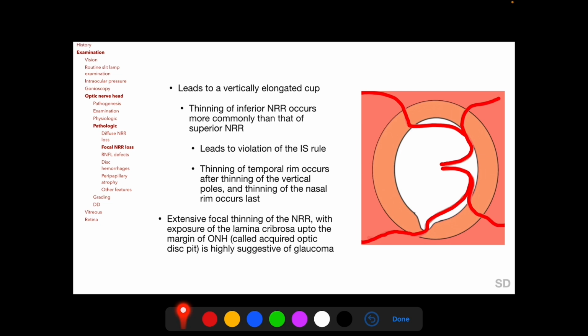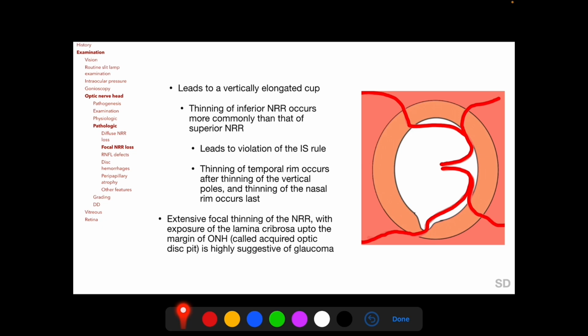We must remember here that, as we have mentioned, when we are examining the disc on the slit lamp with a fundus lens, the image is vertically inverted so that the inferior pole appears to be superiorly located and the superior pole appears to be inferiorly located.